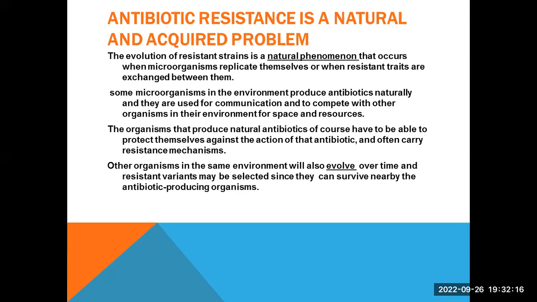So the evolution of resistant strains itself is a natural phenomenon. It occurs when microorganisms simply replicate themselves, or when the resistant traits are exchanged between them. Some microorganisms produce antibiotics naturally. They use it for communication. It's good for them. It helps them to protect themselves against the action of antibiotics, and that's why they often carry a resistance mechanism. And the microorganisms' environment evolves over time, and the resistant variant can then be selected and can be transmitted between different species.